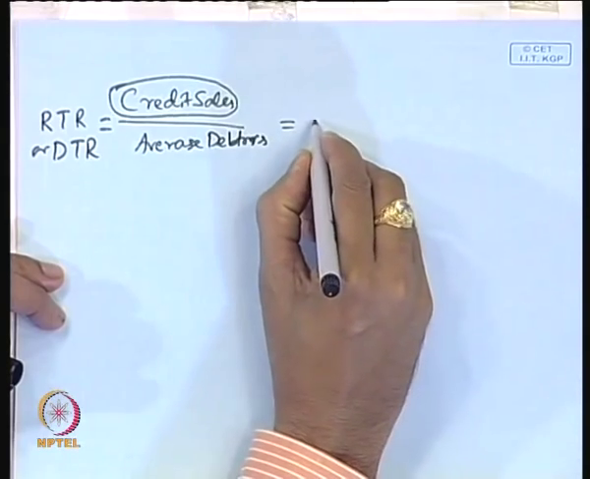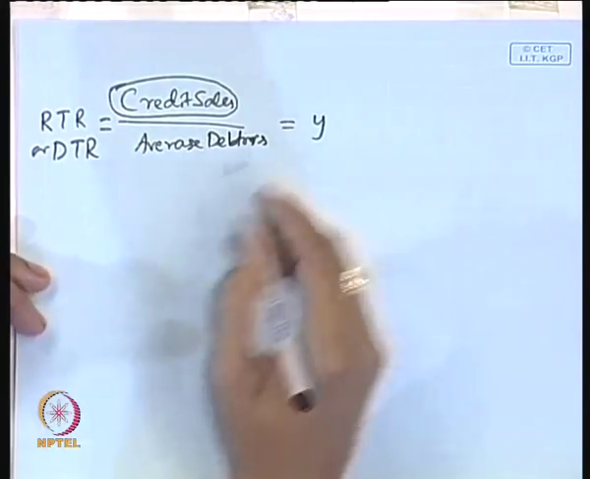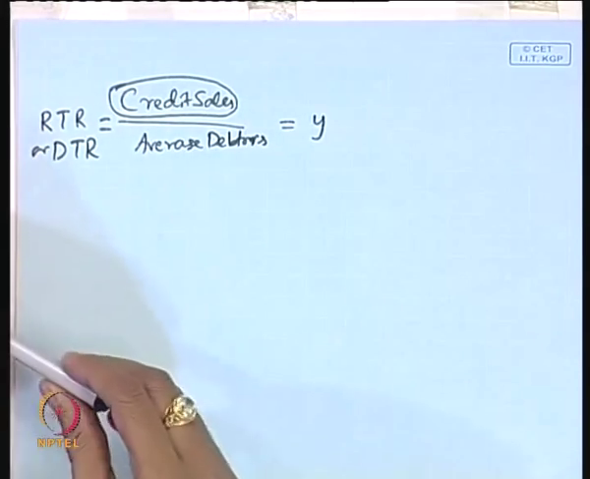So, credit sales divided by average debtors. Average debtors, as we have discussed earlier, any average figure is nothing but the average of opening and closing figures. This ratio should always be as high as possible. Higher the ratio means that you have less money due from the customers who have purchased the goods on credit.